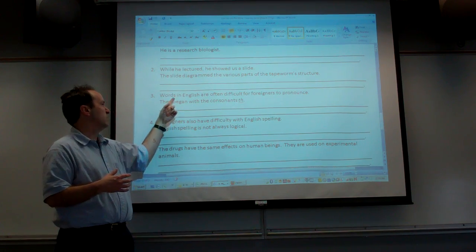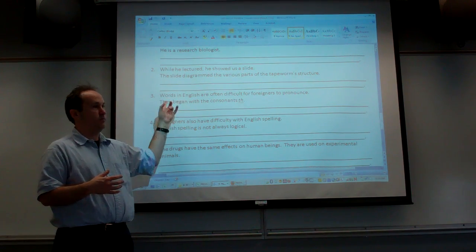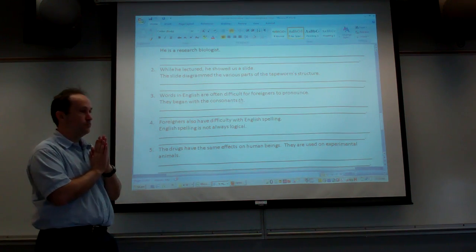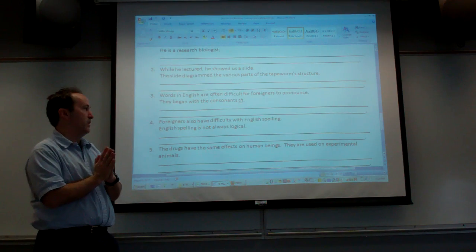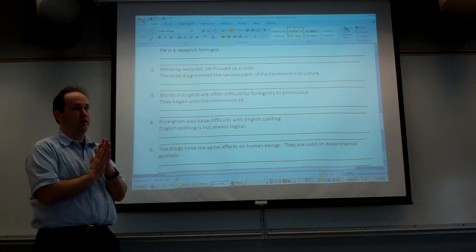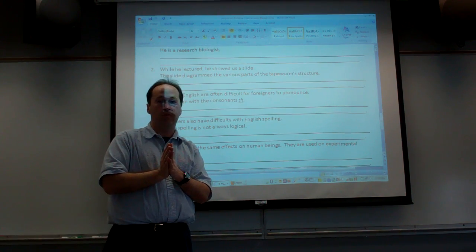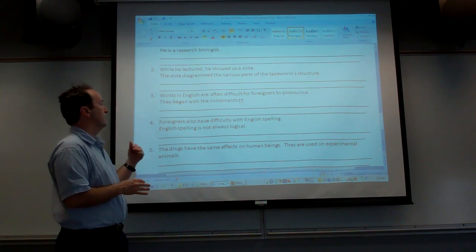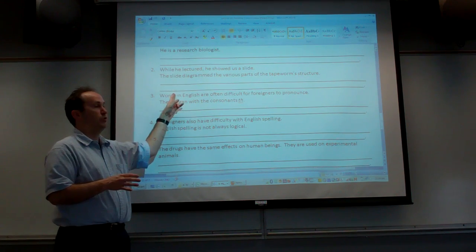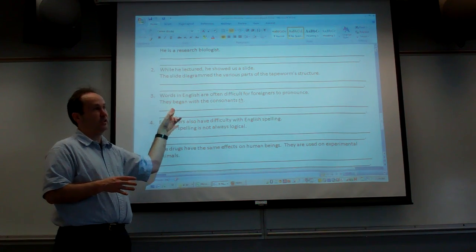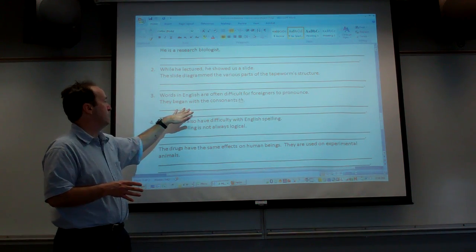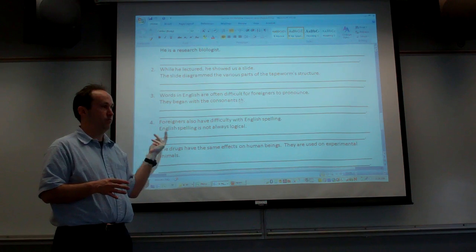Students sometimes get confused on that. Good. So how do we put these together? Okay, we're having some trouble. Keep in mind that one way in which you can do the exercise is to substitute a word from the first sentence into the second. So, for example, foreigners began with the consonants TH.